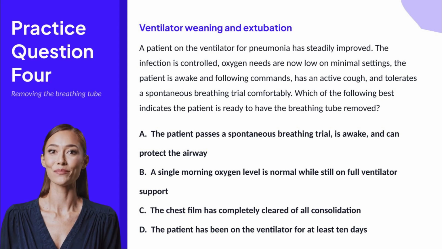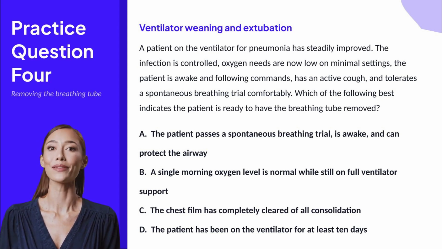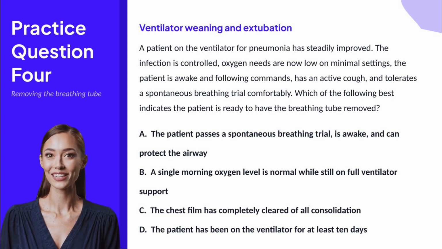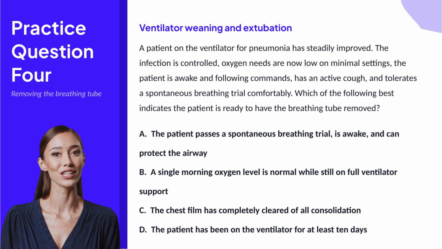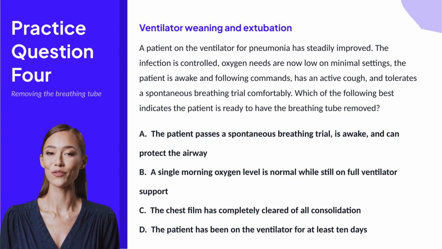Our final question brings together ventilator management and the criteria for removing the breathing tube. A patient on the ventilator for pneumonia has steadily improved. The underlying infection is controlled, the oxygen needs are now low on minimal settings, the patient is awake and following commands, has an active cough, and tolerates a spontaneous breathing trial comfortably for 30 minutes. The question asks which finding best indicates that the patient is ready to have the breathing tube removed.